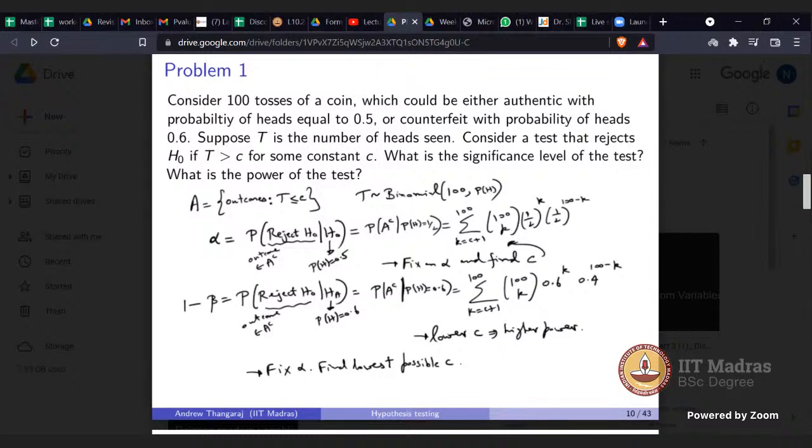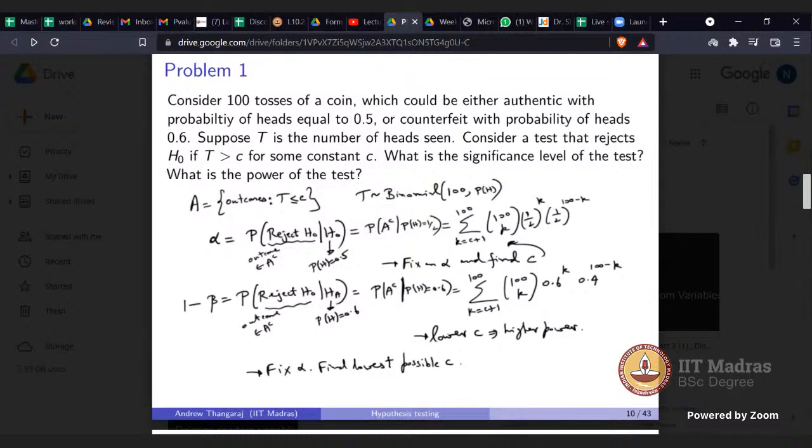If you write the probability, A is your acceptance set, so we need the probability of A complement given probability of head equals 1 by 2. This A complement here is T greater than C. So the probability of T greater than C. What is the mean of T? 100 into the probability of heads, 100 into 0.5, so it will come out to 50.